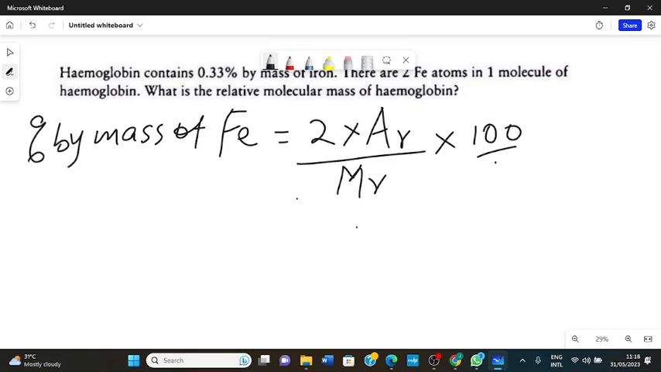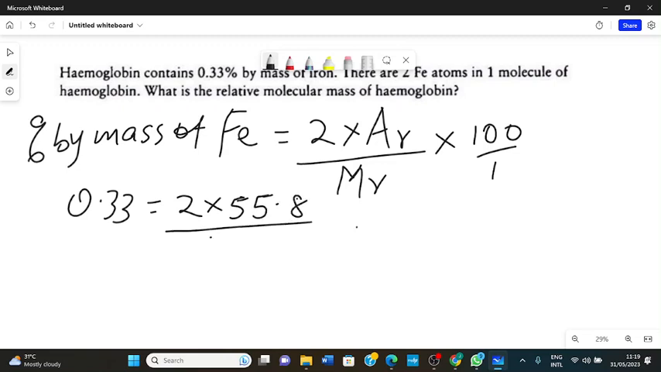Hemoglobin is a complex molecule. In fact, it's the red pigment in what? In blood. So we have to calculate the relative molecular mass. So we already have what? The percentage composition of iron in hemoglobin, which is 0.33, is equal to 2 times the relative atomic mass of iron, which is 55.8, over what? Over the molar mass, times what? 100 over 1.